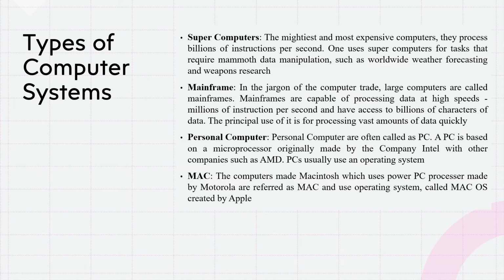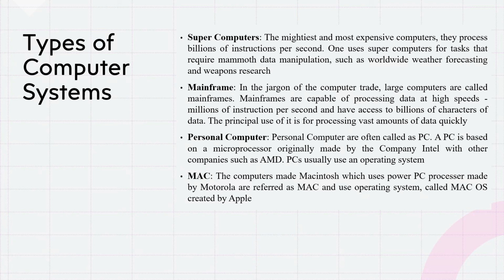Then there are computer systems known as mainframes. In the jargon of the computer trade, large computers are called mainframes. Mainframes are capable of processing data at high speeds, millions of instructions per second, and have access to billions of characters of data. The principal use of it is for processing vast amounts of data quickly.